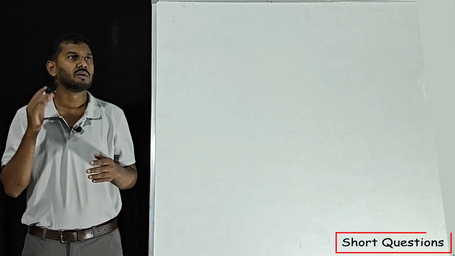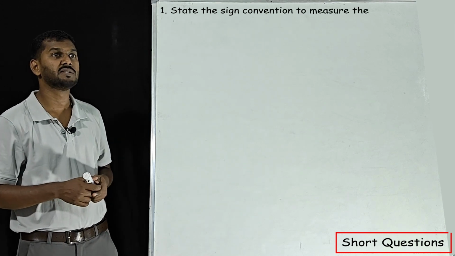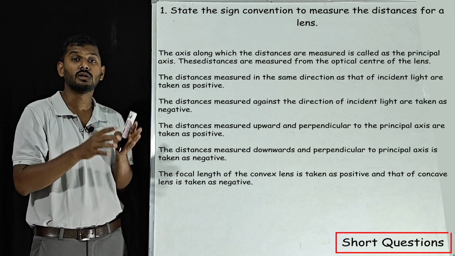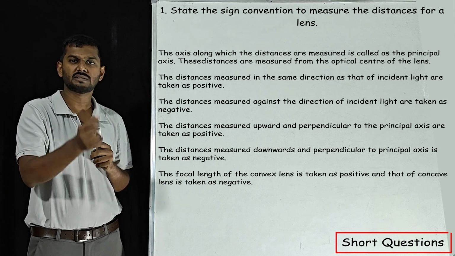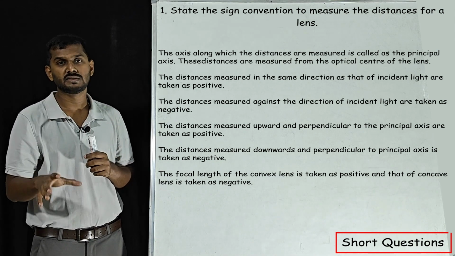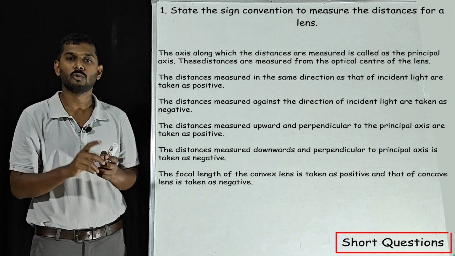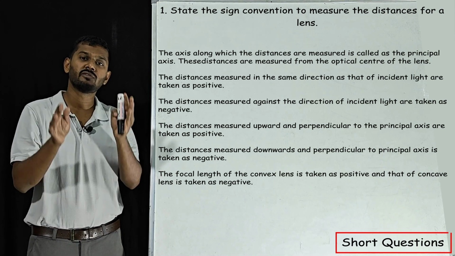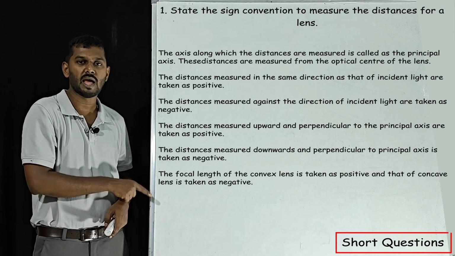Our next question: state the sign convention to measure the distance for a lens. See, this one is about the sign convention. Based on the sign convention, there are many steps, correct? But here they are asking only for one step. This is what we have learnt in the concept video. That is why we are going to skip it, but you will get the answer here.